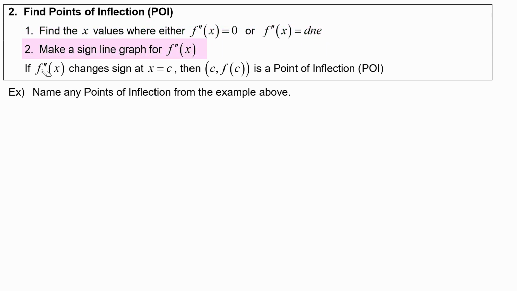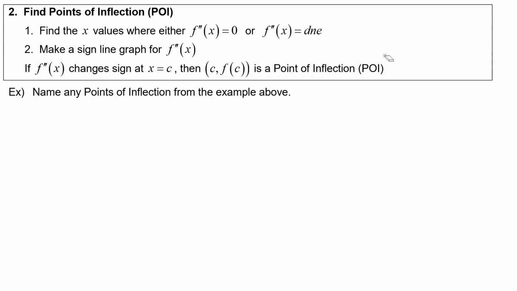Then we make a sign line graph for f double prime. And if f double prime changes sign at x equals c, then the point (c, f(c)) is a point of inflection on the graph. And we will abbreviate that with POI.